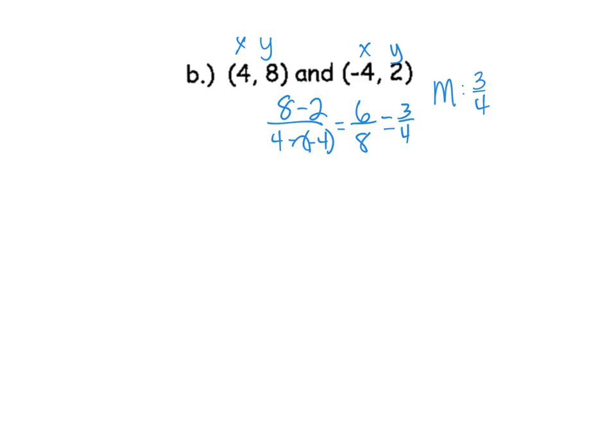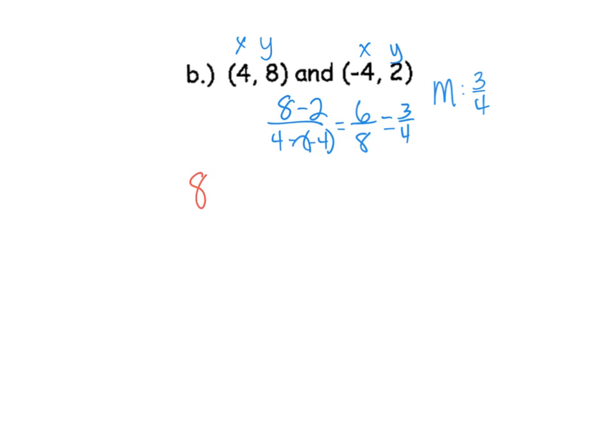What point would you prefer to pick? Pick the one that's easiest. Maybe it has small numbers. Maybe it doesn't have any negatives. Whatever you think looks easiest to work with, pick that point. 4. All right, so it really doesn't matter. I'll just pick the first one. 4, 8.